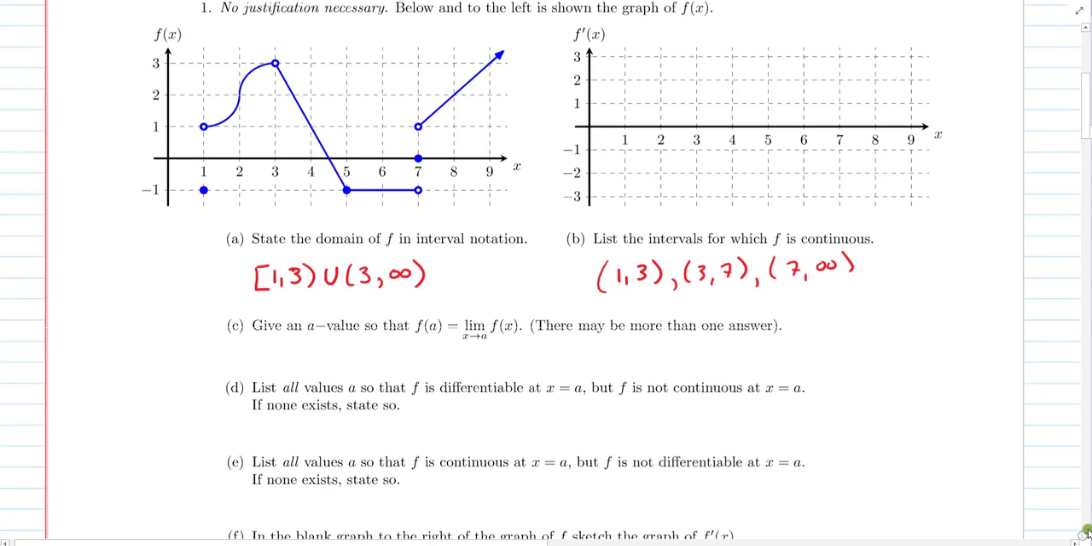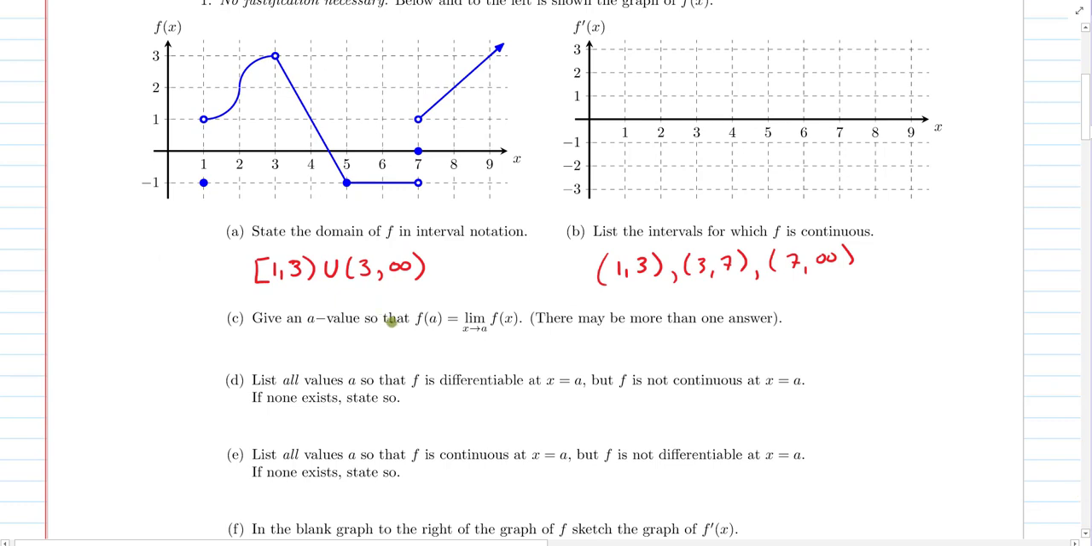Okay. The next thing we're asked to do is to find an a value so that f of a is equal to the limit as x approaches a. So this is the behavior at a point, and this is the behavior near. And so we want a place where the behavior at a point is the same as the behavior near. Hopefully you recognize that this is just the definition of continuity.